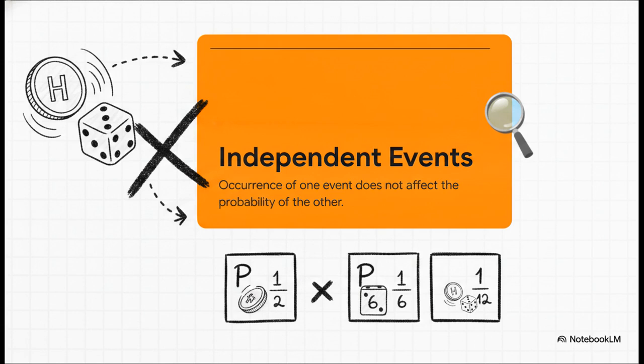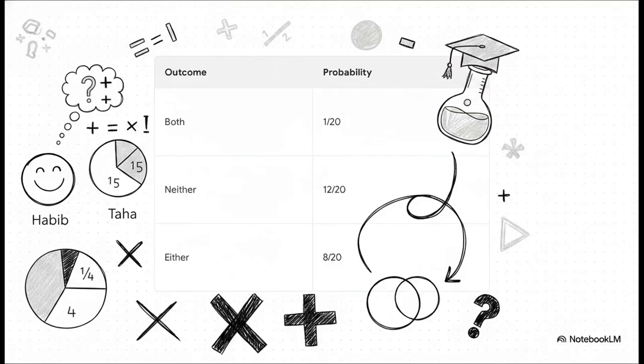The probability of getting a head is 1/2. The probability of rolling a 6 is 1/6. You want a head and a 6? Just multiply 1/2 by 1/6 and you get 1/12. Let's apply this to a final class activity.